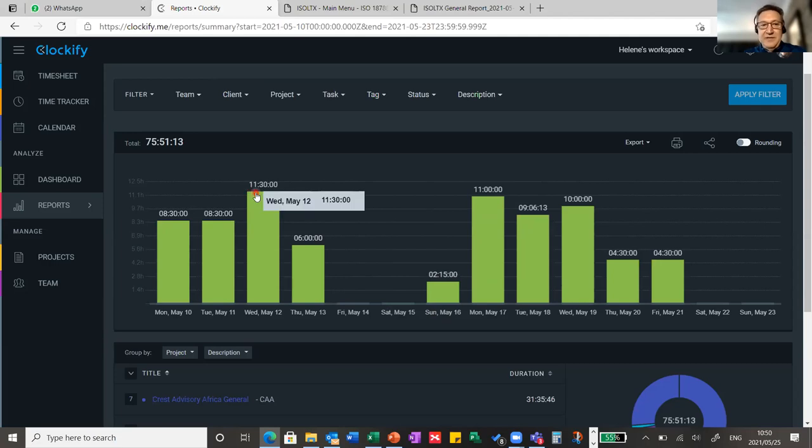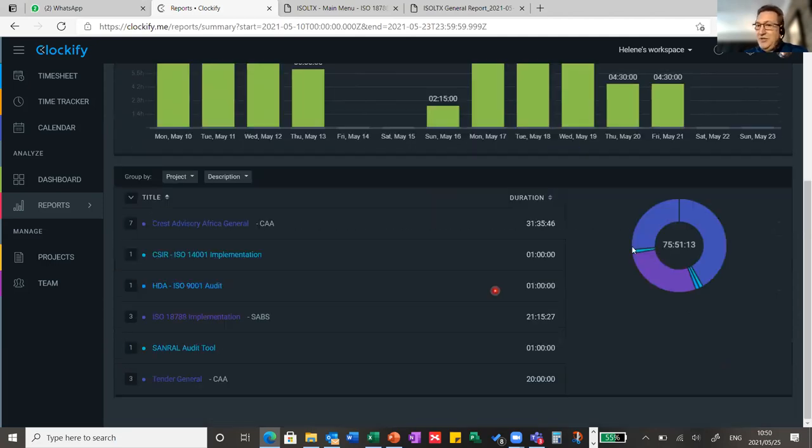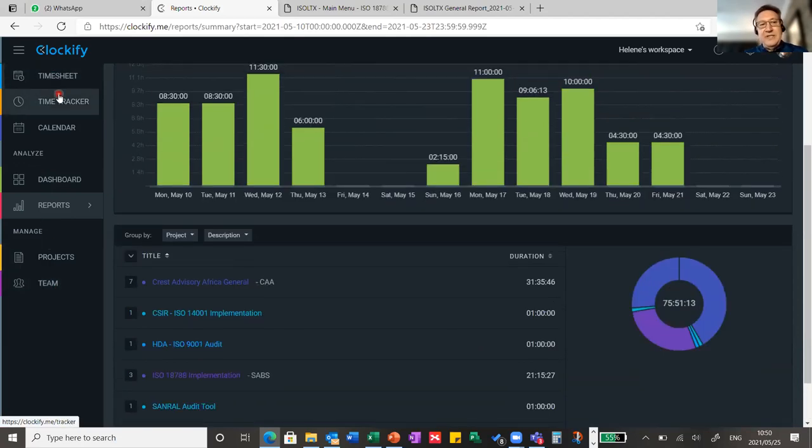You can see the 11 and a half hours in an 8-hour day. Kudos to you, Elian. And then on a Sunday as well, 2 hours and 15 minutes, and you can see on which projects she worked. And this is your teams and your timesheets and your time tracker. You've got your calendar, so you can do your risk management planning in this environment.